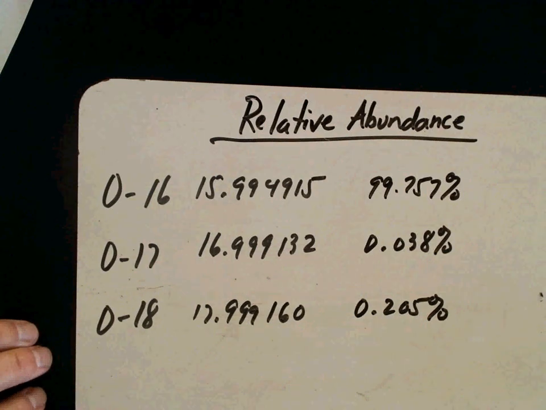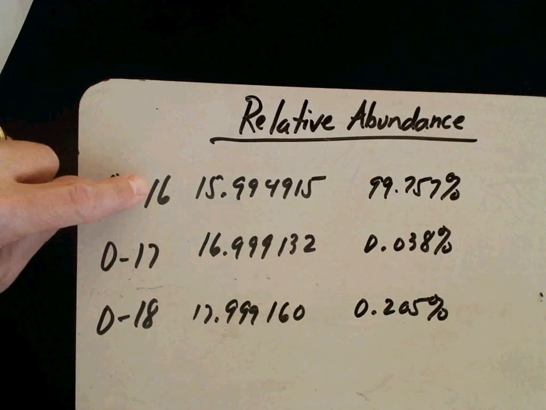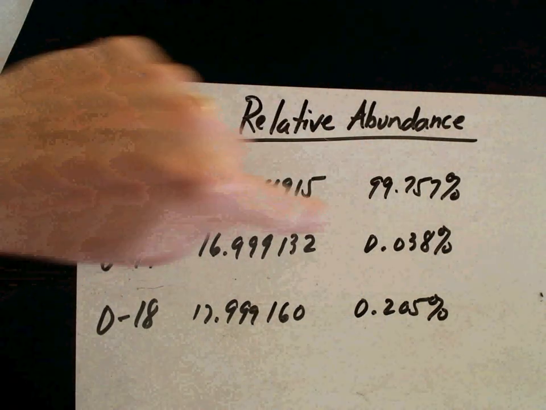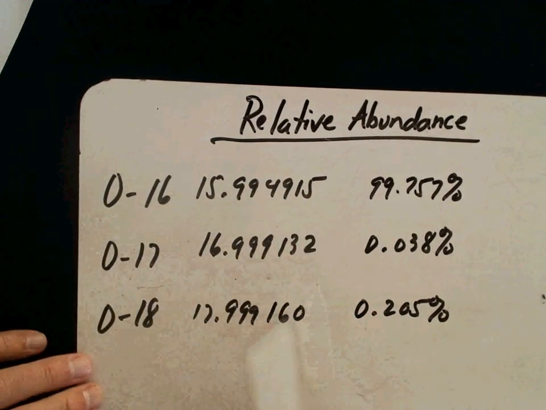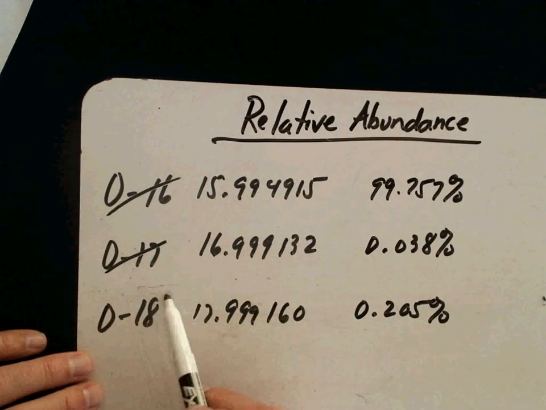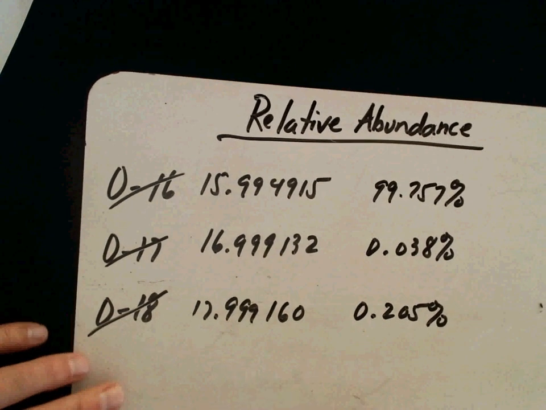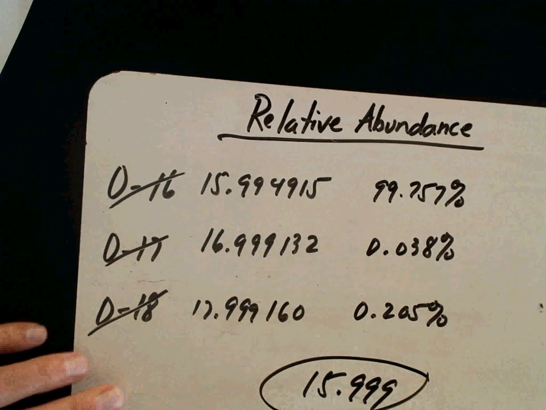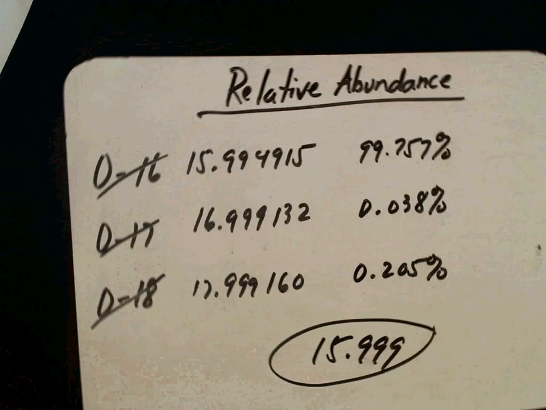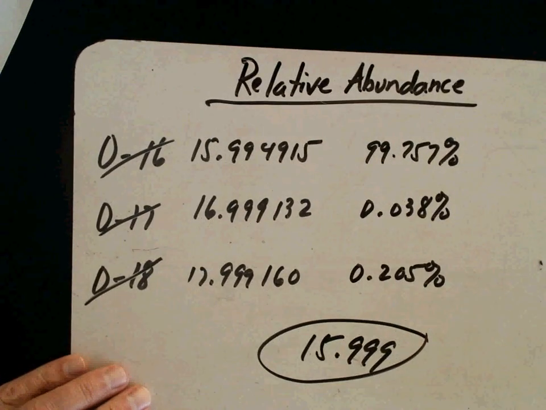This is the exact same problem that I started with. The first problem that we did, I had oxygen 16 and a percent, 17 and a percent, 18 and a percent. Now I give you the real weights. Remember, we're just going to ignore that. Try the math, and let's see how close you get to the 15.999 that's on the periodic table. It's now your turn to try.